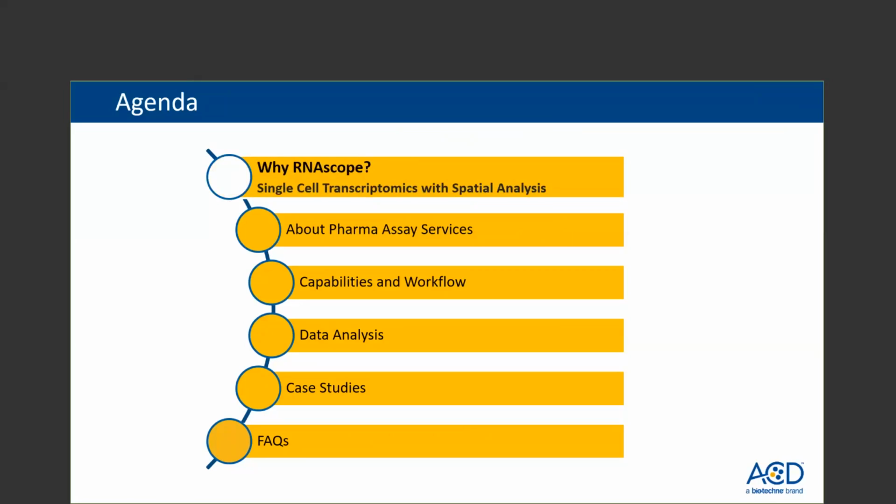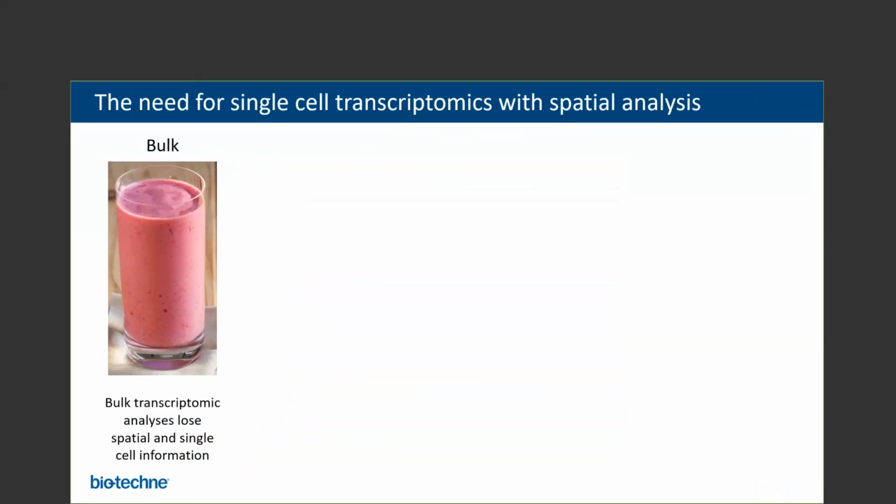So getting straight to the question, what is RNAscope and how is it relevant to spatial transcriptomics? Traditional transcriptomic analyses have relied on bulk tissue analysis such as PCR, which provide an average level of gene expression in a sample but loses the spatial and single cell information. This is akin to a fruit smoothie, which can be a delicious drink, but you can only guess at what is in the smoothie.